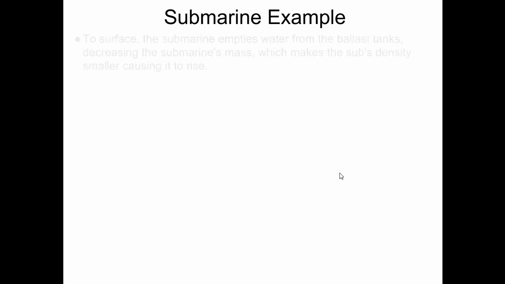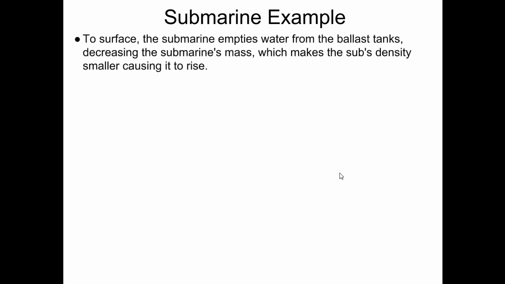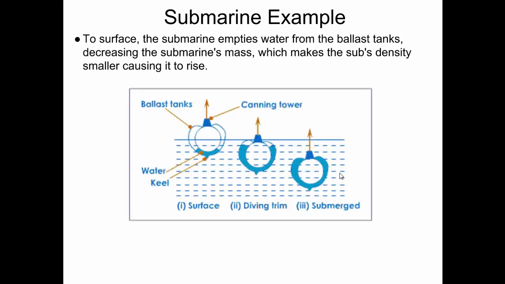So let's look at a submarine. I don't know if you've ever wondered how a submarine works. If a submarine is under the water and it wants to surface, so it wants to come back up to the surface, it empties the water from these holding tanks called ballast tanks, and it decreases the submarine's mass, and it makes the sub's density smaller, causing it to rise.